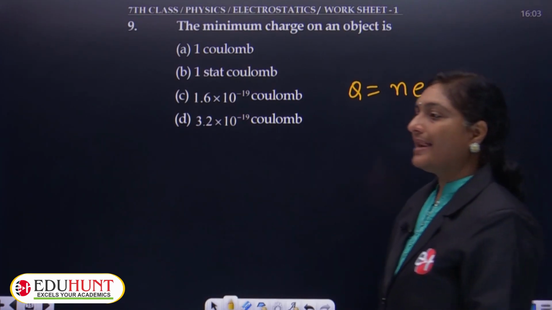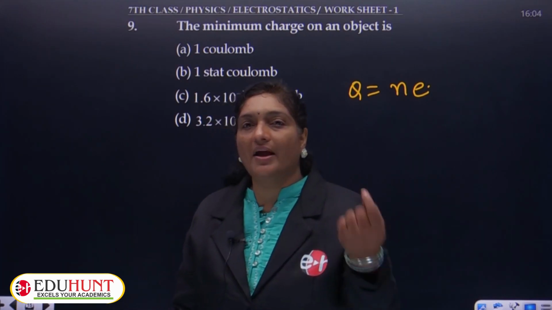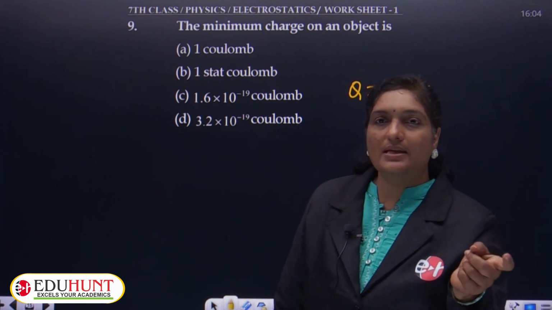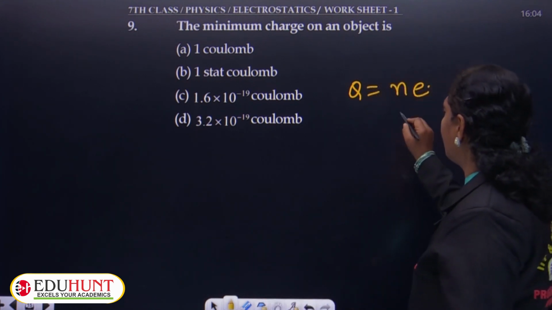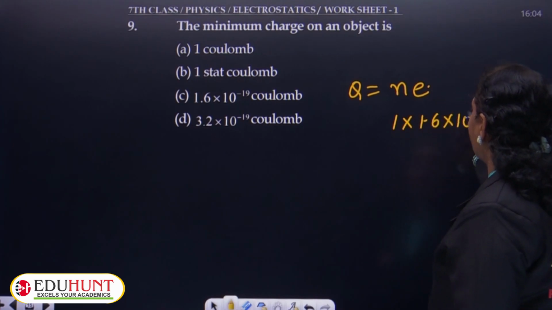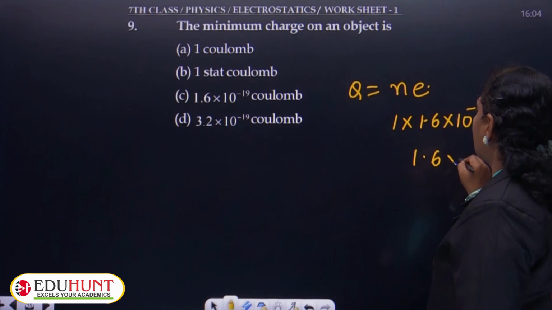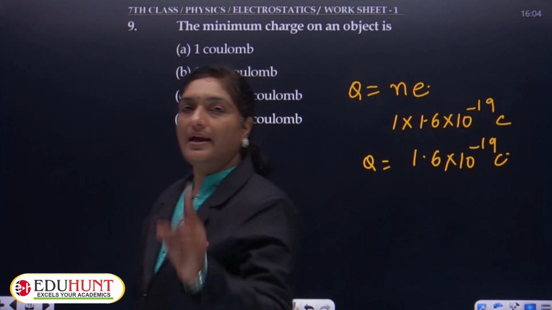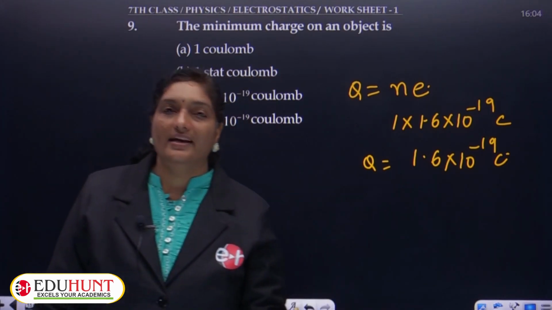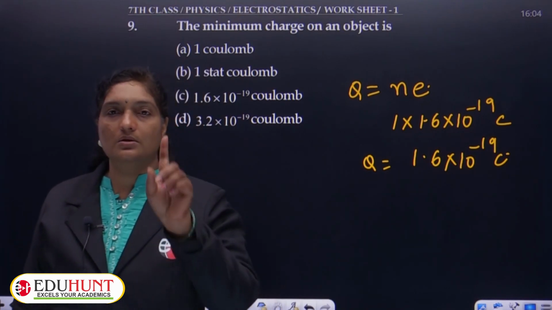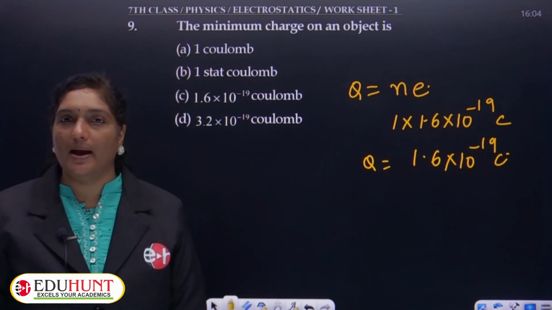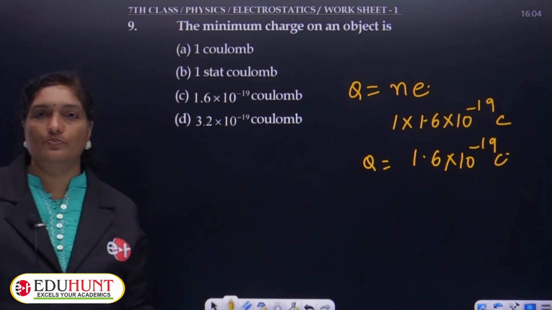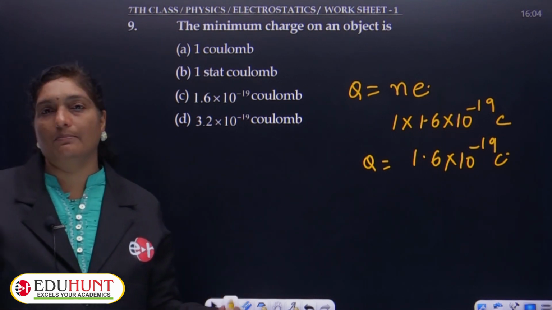are there. So electrons are free to move anywhere. At least if one electron is there on a body, then we say that the charge on the body is approximately equal to 1 into 1.6 into 10 power minus 19 coulombs. Hence it is equal to 1.6 into 10 power minus 19 coulombs. For every one electron deficiency or addition of an electron, it may gain or lose 1.6 into 10 power minus 19 coulomb. So the minimum charge that can be given to an object is 1.6 into 10 power minus 19.